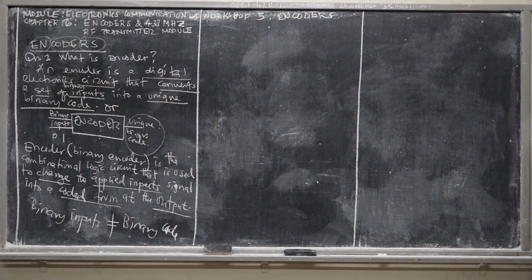Then, what are the outputs of the encoder according to these two definitions? What is the expected output from the encoder? Binary code. So ask your neighbor, what is binary code?